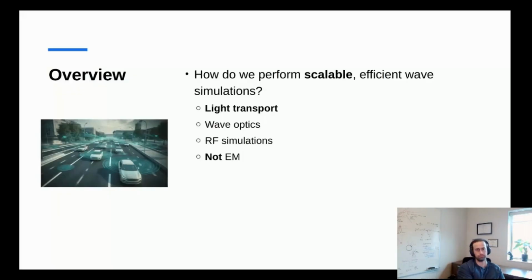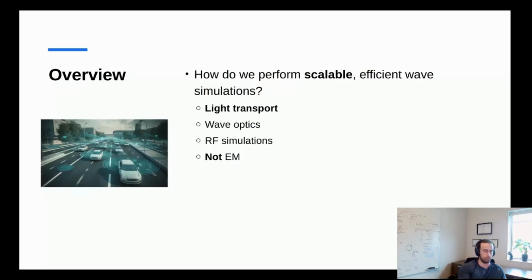Excellent. Thank you. Okay, so I will talk about how to do light transport simulations under rather more rigorous physical principles compared to the typical computer graphics application, specifically how to do wave simulations. My focus is on light transport simulation in complex scenes and environments.